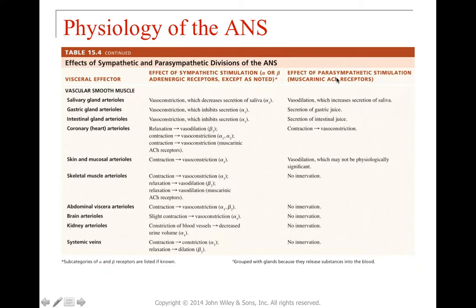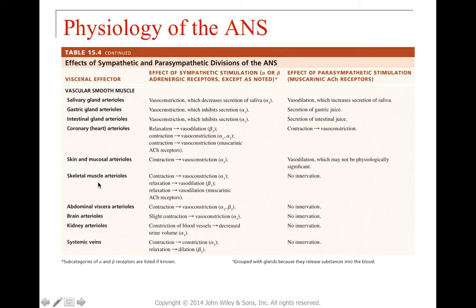In the heart arterioles, sympathetic will cause vasodilation and relaxation via B2 or beta 2, but can also cause contraction and vasoconstriction via alpha 1 and alpha 2. I'm not going to go into this or quiz you on any of this, but just be aware that there are multiple different pathways that have effectors from multiple different biomolecules, including the alpha and the beta pathways that we talked about previously.